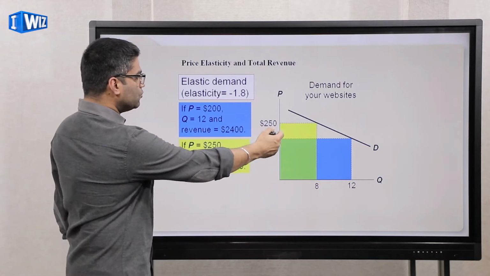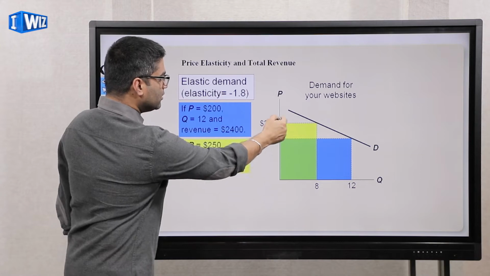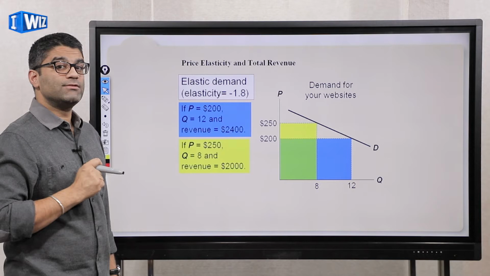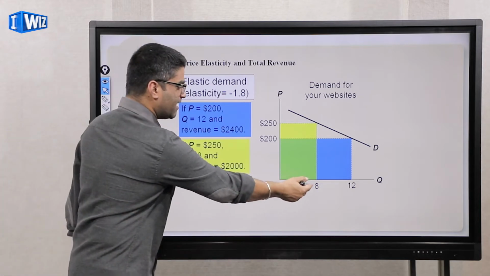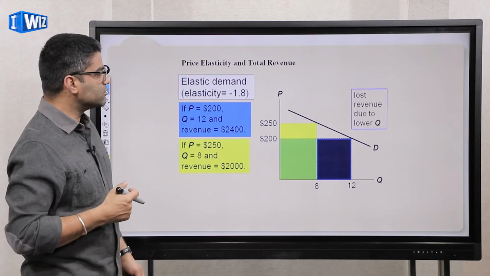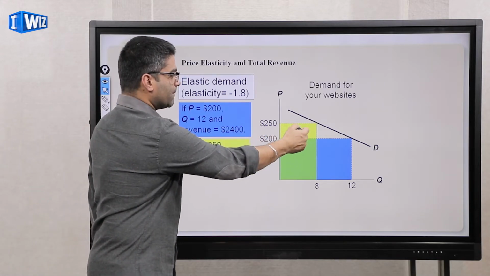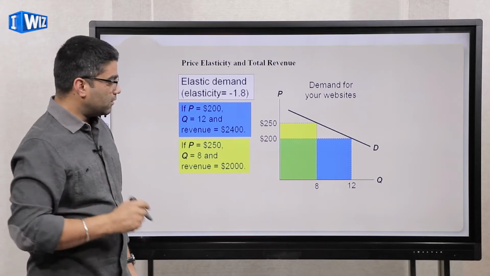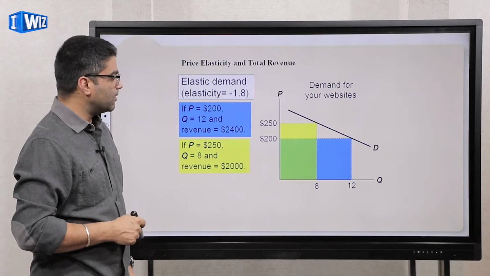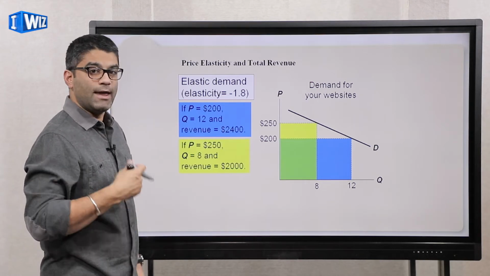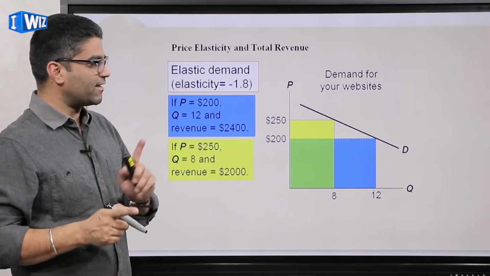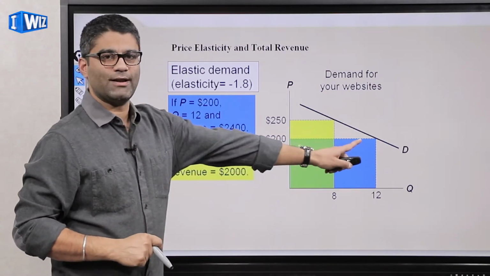Your revenue goes up because you're charging $50 more to these 8 people that are still buying the good from you. Keep in mind these 8 people were initially paying you 200, now they're paying you 250. So your revenue goes up because this region represents the increase in revenue. However, you are going to sell 4 fewer units. So your revenue goes down because those 4 people are not going to pay you anything because they're not buying anything from you. So understand the two opposing effects when a price changes and how it's related to elasticity.